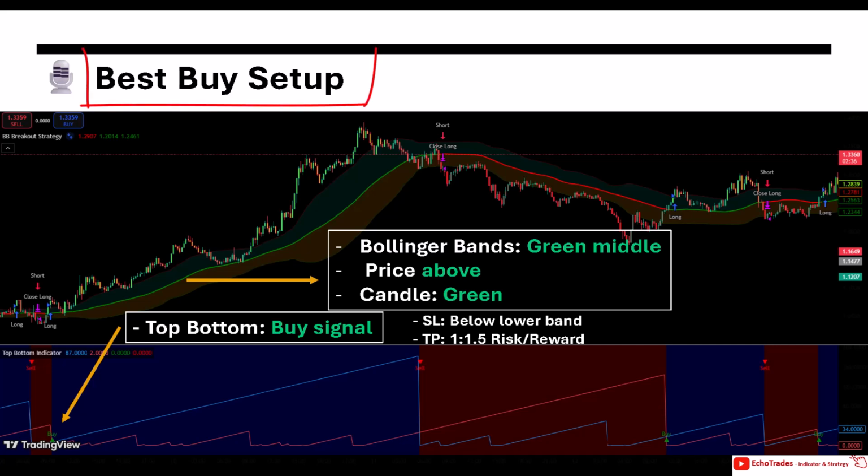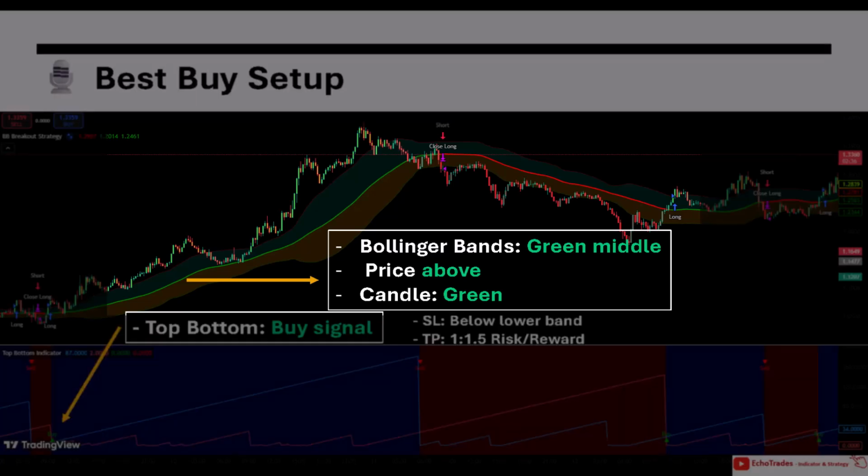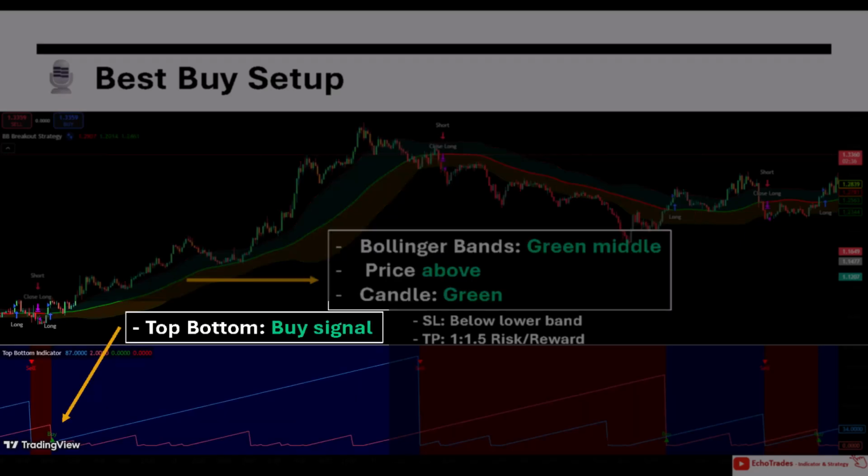So let's walk through exactly what needs to align for a good long or buy trade. Okay, let's do it. First, you need the Bollinger Bands to give you that clear, long signal we discussed. So price has to be above the middle line, and that middle line must be green. That confirms the underlying bullish trend for our time frame. Right, condition 1. Condition 2. At the same time, or very close to it, you need the top-bottom indicator to display a bottom label below the price action. That signals a potential turning point upwards.